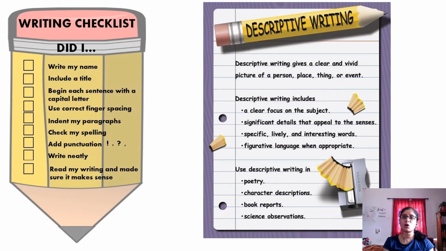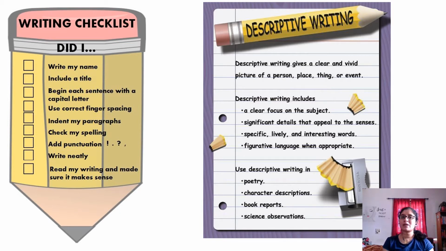The first thing is the common writing checklist. That is, what are the things that you need to include when you write something. When a piece of writing is presented in front of someone, how well can you make it, right? How beautifully can you bring it out. So first, you need to write your name.